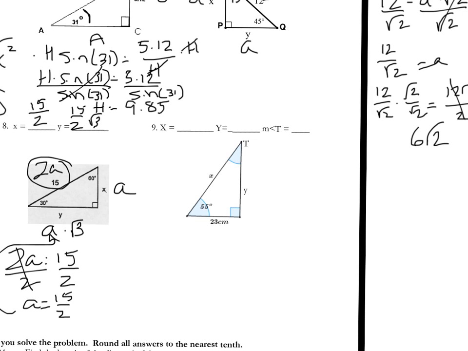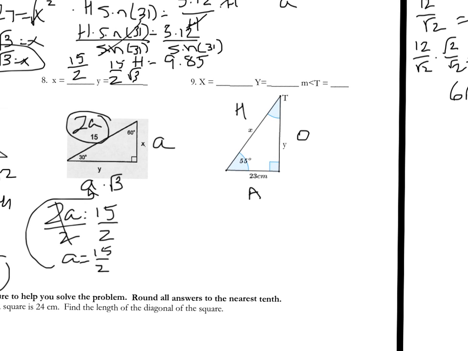So here we go. I'm going to label my opposite, my adjacent, and my hypotenuse. And if you notice, I'm given adjacent, and I'm looking for the opposite, so I'm going to have to use tangent. So let's set up an equation here at the bottom. Tangent of the angle, which is 55, equals opposite, which is y, over 23. Okay, and I need to solve for y, so I'm going to multiply both sides by 23. So now it's 23 times tangent of 55.